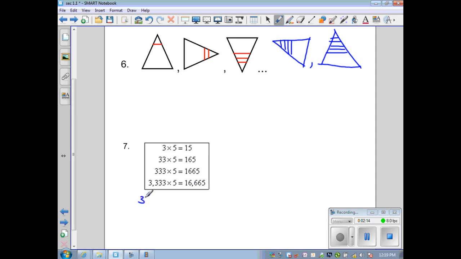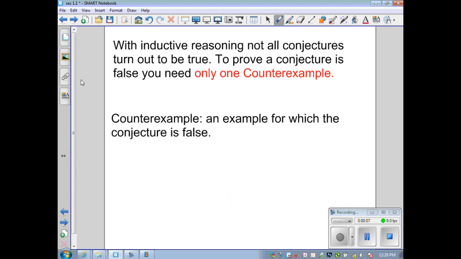Therefore, 33,333 times 5, I would expect to get 166,665. And my second term would be 333,333 times 5. And my conjecture or conclusion would be 1,666,665. With inductive reasoning, not all conjectures turn out to be true.